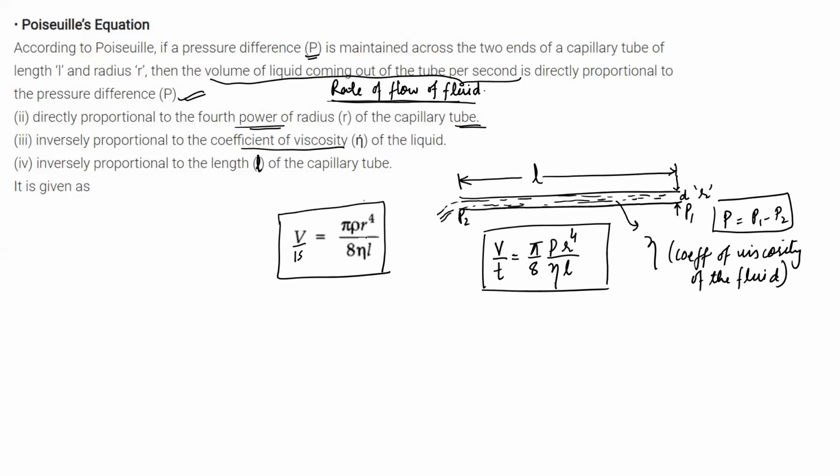So that tube will have a very, very small radius, and the rate of flow through those kinds of tubes is given by V by T is equal to pi by 8 P r to the power 4 upon neta L. So this is our second law, that is called Poiseuille's law or Poiseuille's equation.